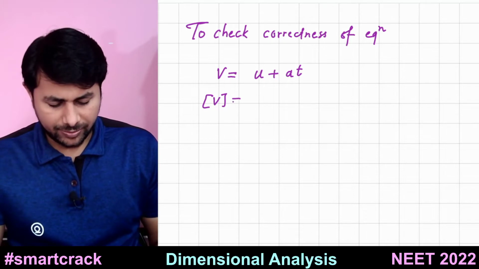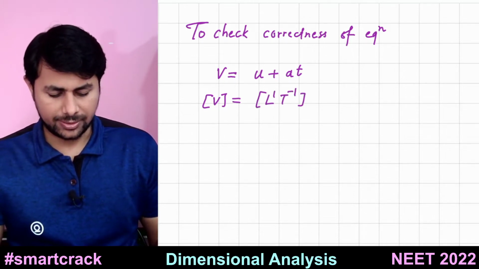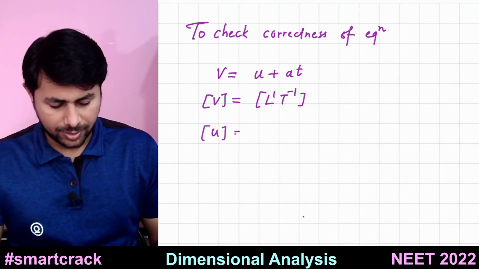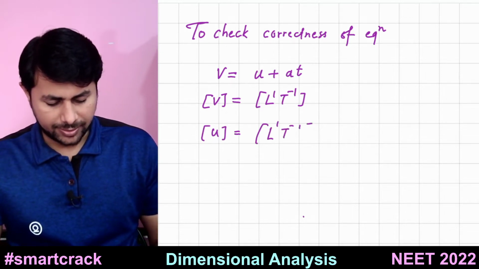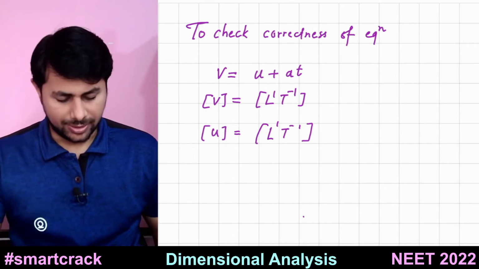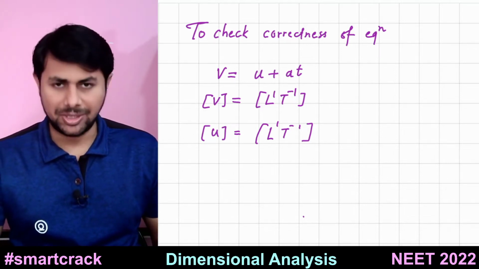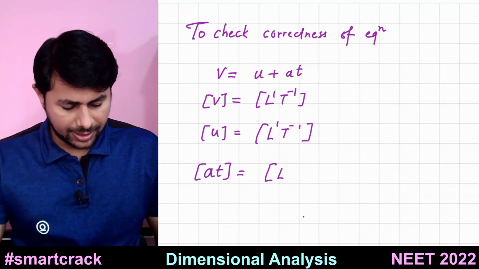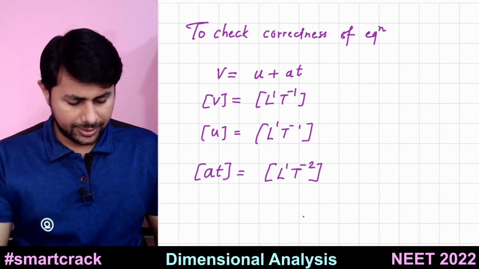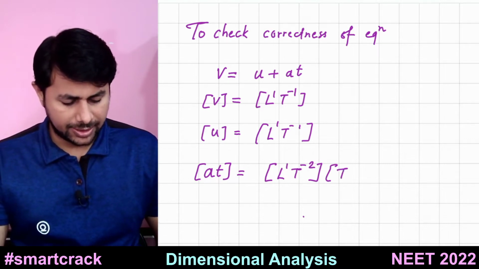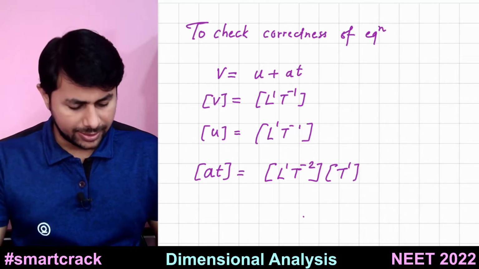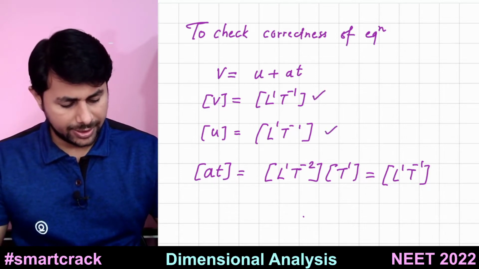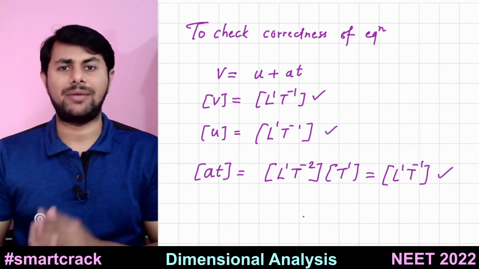Dimensions of V, what are dimensions of V? They are L^1 T^-1. Dimensions of U, it's also speed, so they are the same. Dimensions of U are also L^1 T^-1. After that, what are dimensions of A into T? We memorized the dimensions of acceleration: L^1 T^-2, and dimensions of time are T raised to 1. So we have T raised to minus 2 plus 1, that is T^-1. That means the dimensions of all terms are equal. So this equation is dimensionally correct.